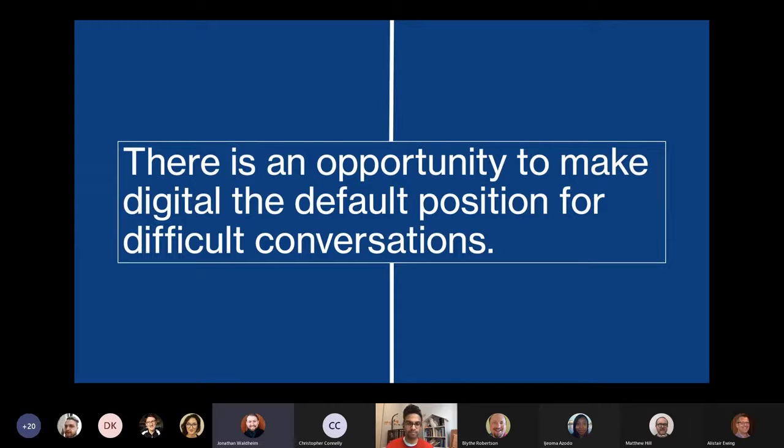So what did we learn and why is this relevant? From this exercise, it was clear that there is truly an opportunity to make digital the default position for difficult conversations. All the tools we build should think about directly in clinical and patient experience. We should stop thinking about using the paper first, or at least we should try and find a way to bring digital into the conversation.